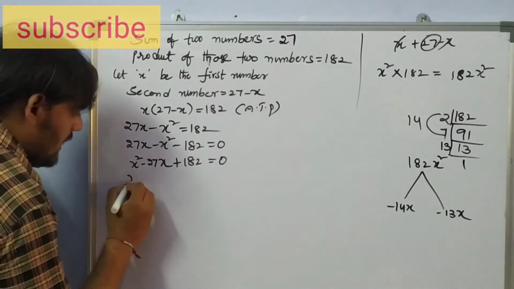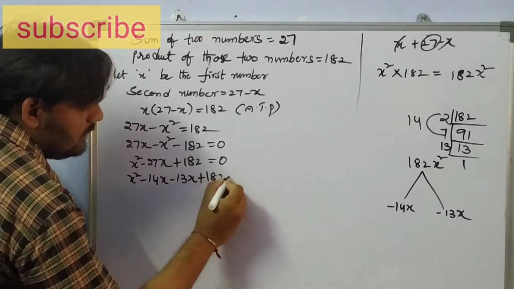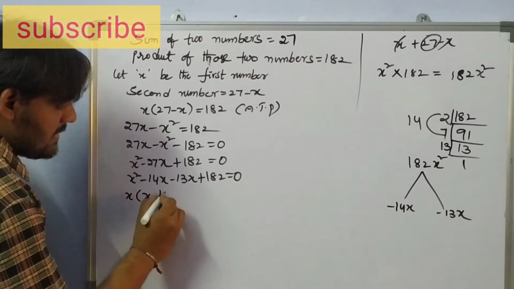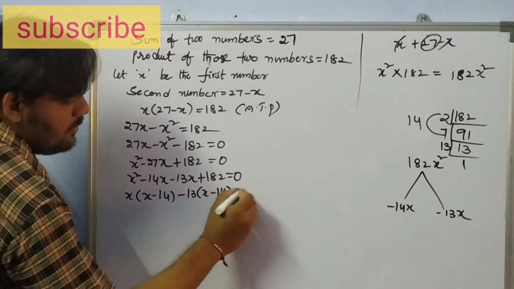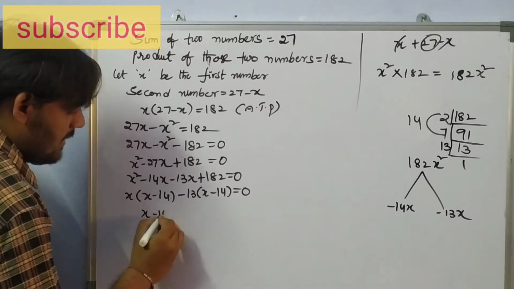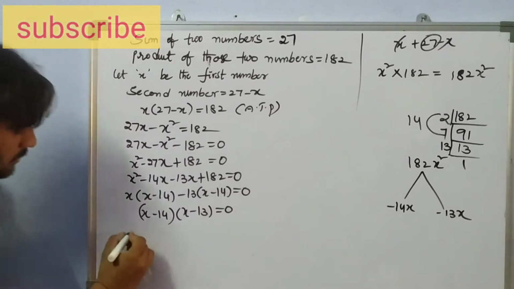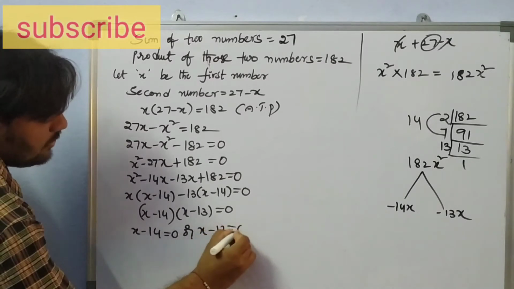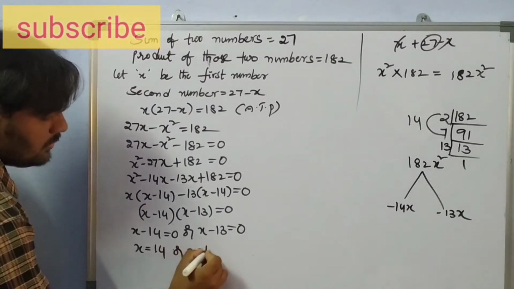Now x square minus 14x minus 13x plus 182 is equal to 0. So from these two, if I take x is common, x minus 14. From these two, if I take minus 13 is common, x minus 14 is equal to 0. Once again, what is a common term in these two? X minus 14 is common. X minus 14 into x minus 13 is equal to 0. Now x minus 14 is equal to 0 or x minus 13 is equal to 0. Now x is equal to 14 or x is equal to 13.